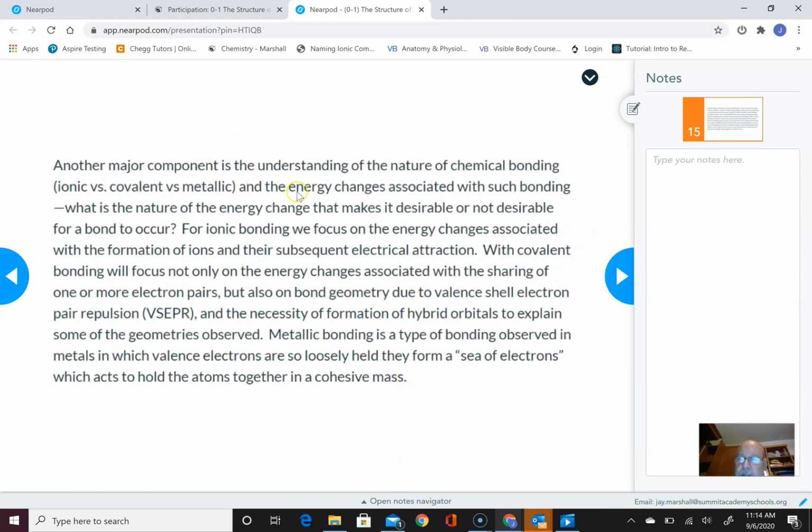Another major component is the understanding of the nature of chemical bonding. Okay, once I decide I want to learn about how chemicals change from one form into another in chemical reactions, I need to know something about chemical bonding and the energy changes that occur when bonding occurs. And so we're going to ask, what is the nature of energy change that makes it desirable or not desirable for a bond to occur?